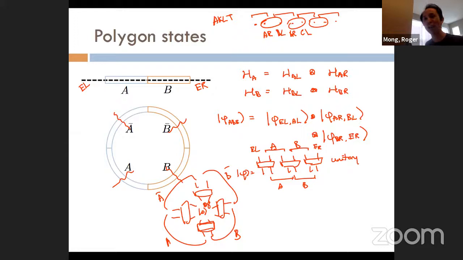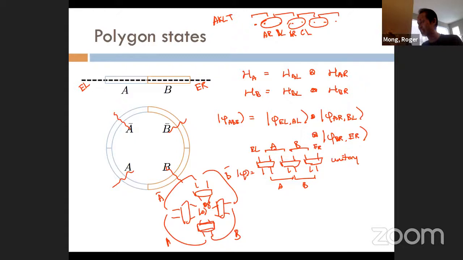So when you say zero, do you really mean it's exactly zero? For a polygon state, it's exactly zero. But you should think about a polygon state as a thermodynamic limit of a gap state. So for a gap state, there will be some exponentially small correction based on what the correlation length is and the size of the region. But for a polygon state, it will be exactly zero.